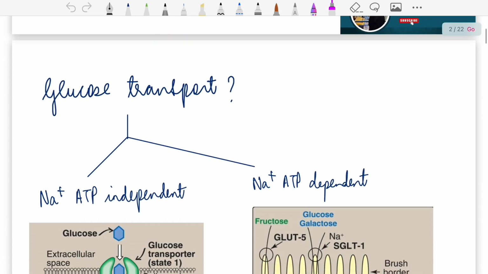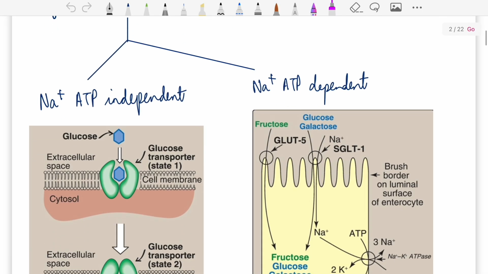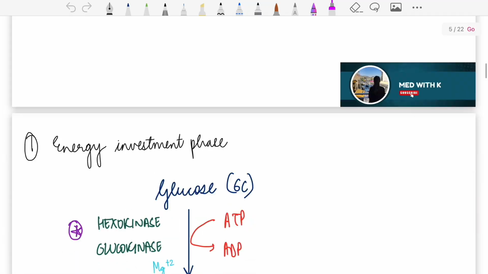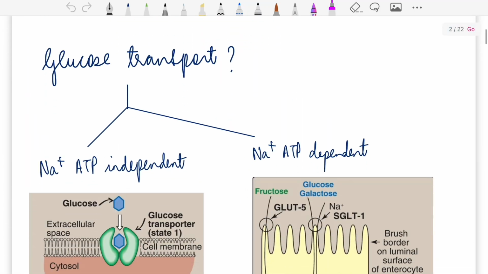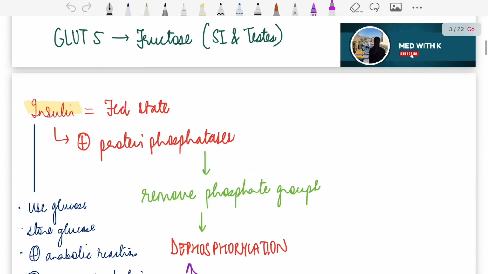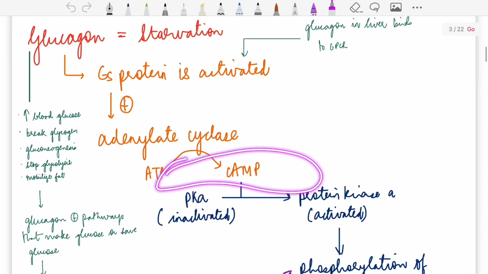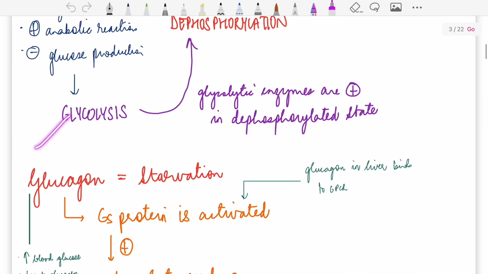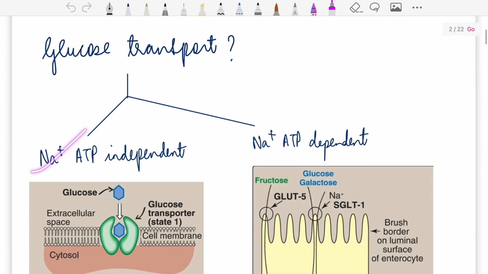Again, you know that I want to focus on the basics and concepts. So before we move to the glycolysis pathway and reactions, I would really want you to understand how glucose is transported and what we mean by phosphorylation. These are very important topics, like the role of insulin and the role of glucagon. So coming to glucose transport.